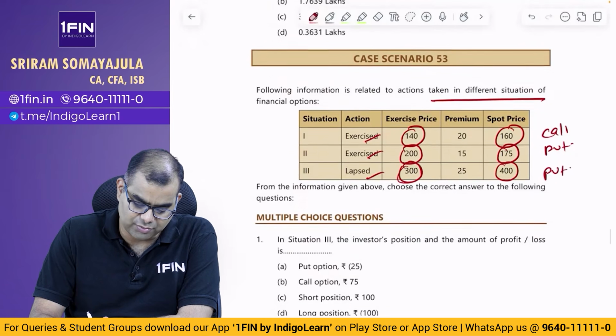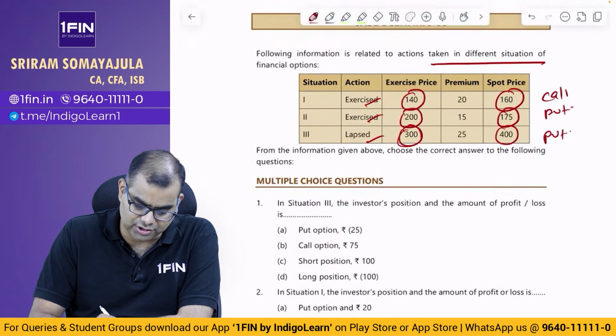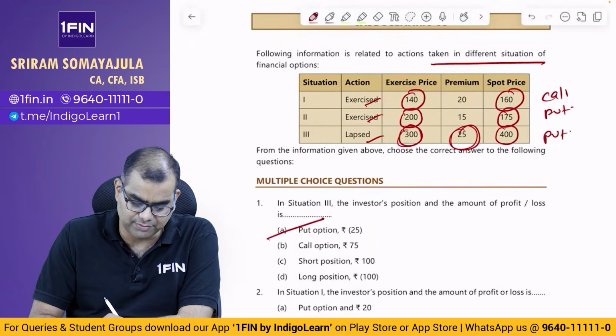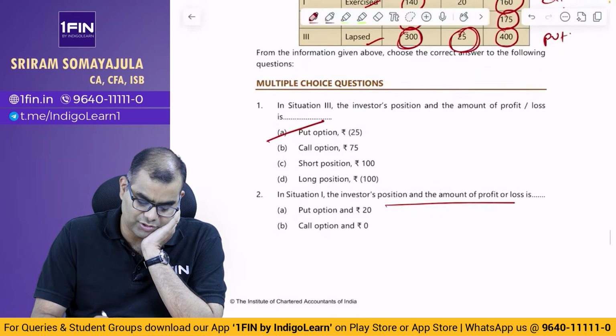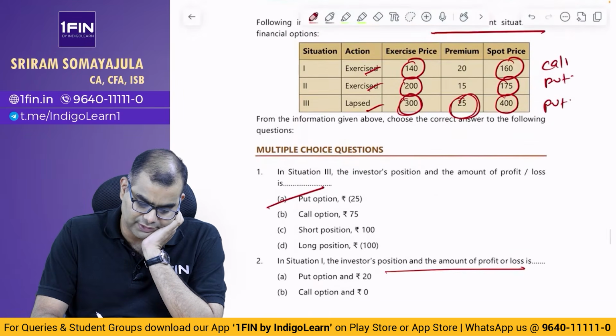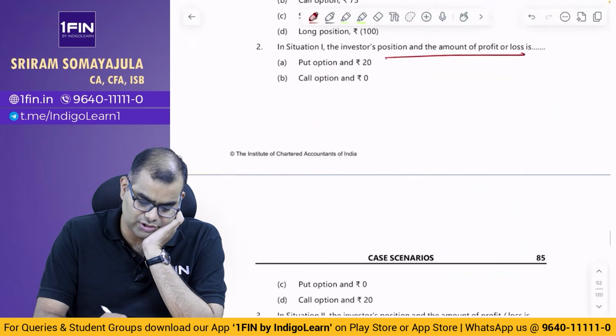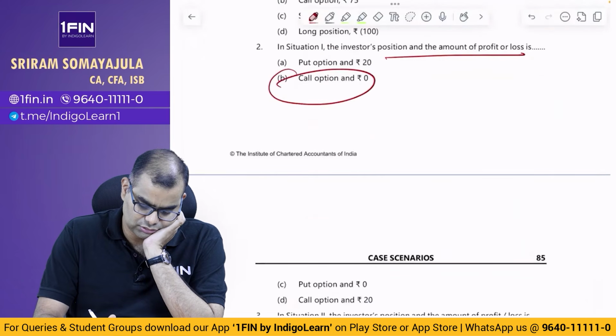In the situation, the investor position and amount of profit and loss: it is a put option. Now 70 put option and the premium paid is lost. 25 is the loss. Put option, 25. Now there is no concept of long or short position. Okay, please don't get confused. Situation 1, investor position, amount of profit or loss: 20 rupees is the profit and premium is 20. So net 0. Call option and 0.